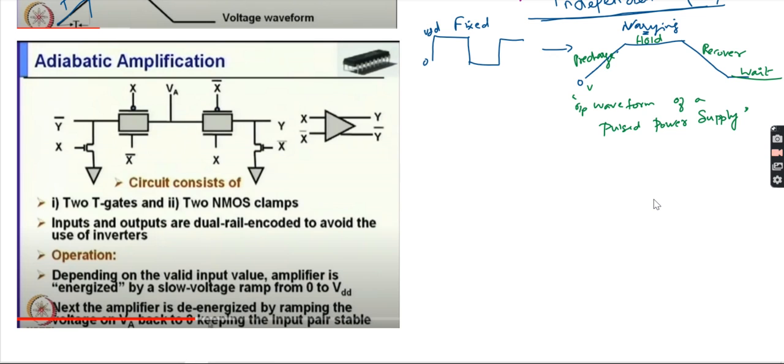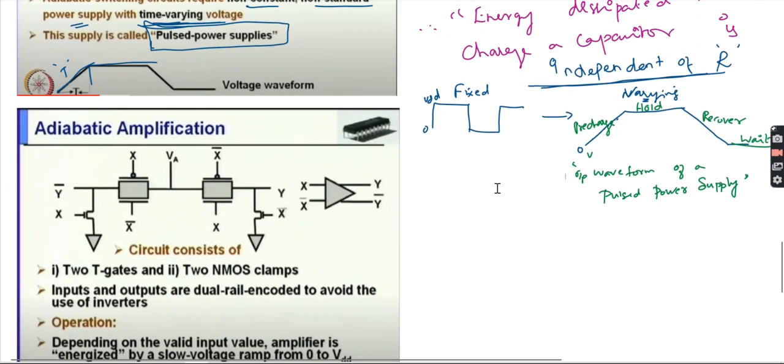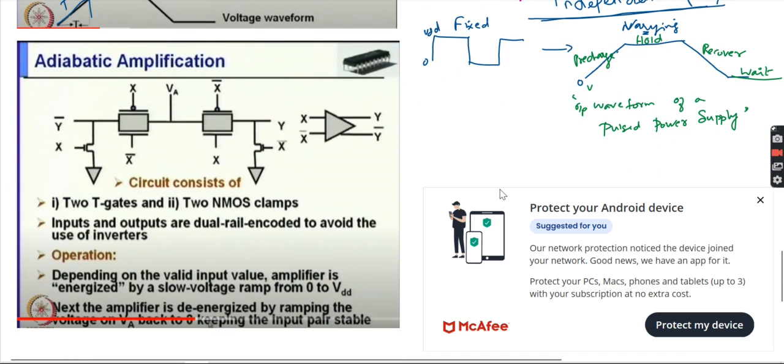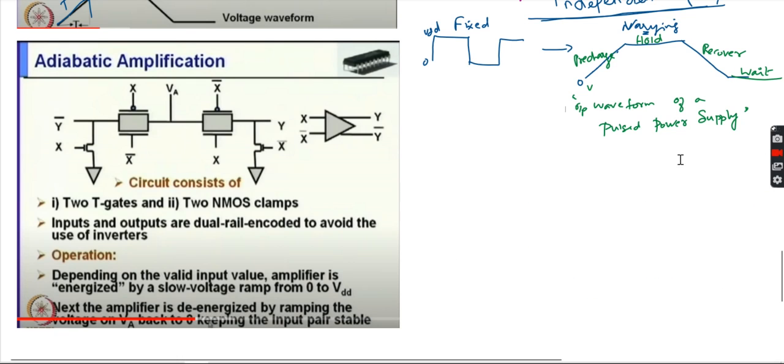Now what to do? Let us go to the first topic, the adiabatic amplification circuit. Let us study the adiabatic amplification circuit, which is mentioned over here. So what is amplification? Amplification is a fundamental operation performed by electronic circuits to increase the current or voltage drive. Just remember, it's an amplification.